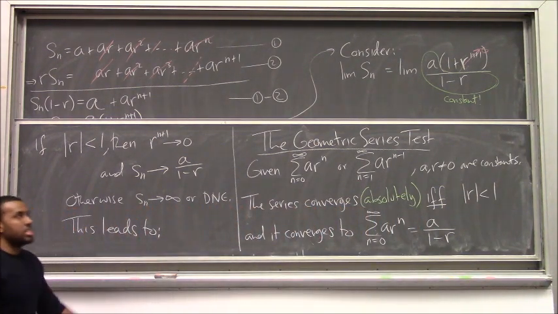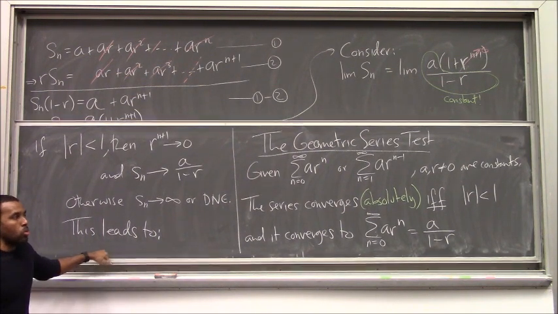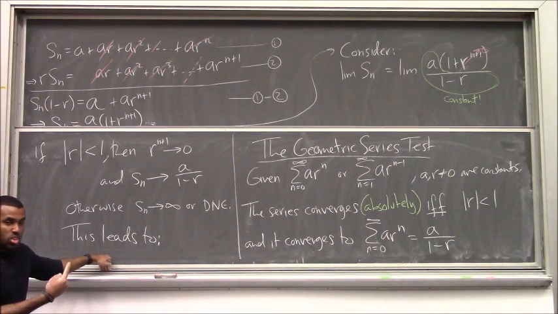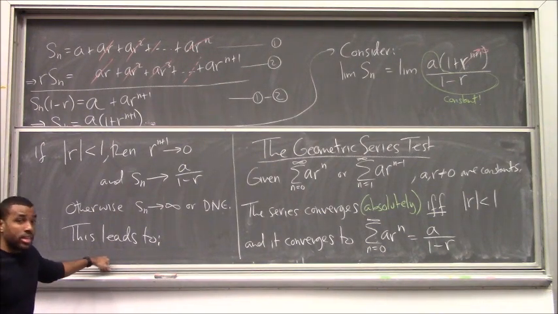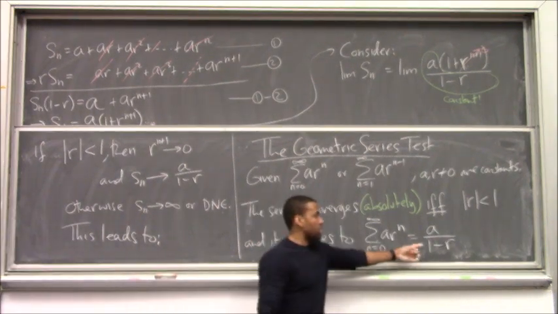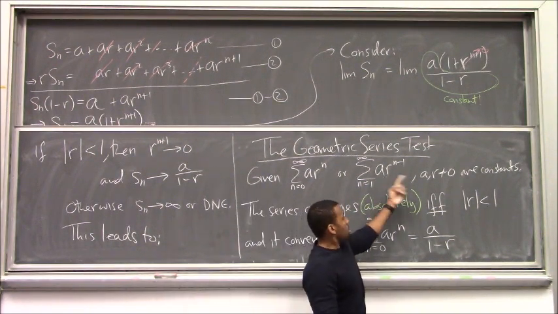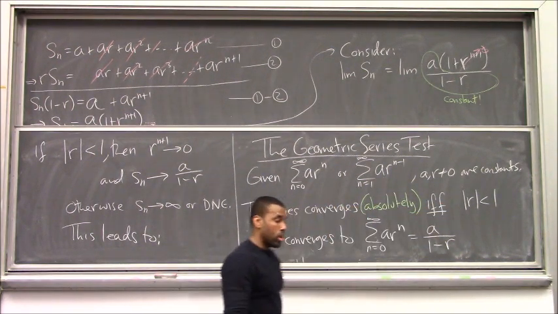And by the way, this is the second instance in which I mentioned that we're going to be able to tell that a series converges and also know what it converges to. So besides the telescoping series, this is the only other one where we can actually know what the answer is going to look like. The geometric series, the answer is always going to look like that as long as r is less than 1 in magnitude.